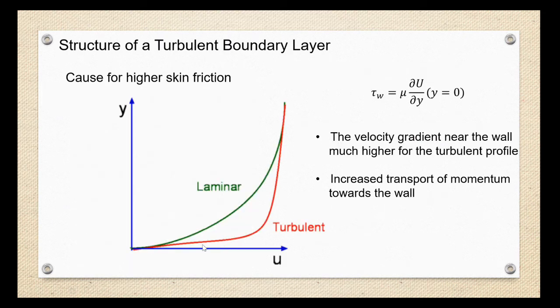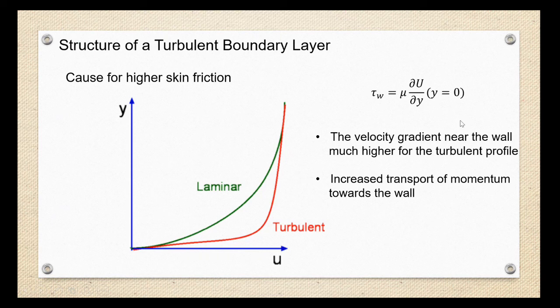Now, the reason why the skin friction at the surface for a turbulent boundary layer is higher than that for a laminar boundary layer is that the turbulent velocity profile within the boundary layer is quite full close to the surface as compared to a laminar profile, which means du/dy at the wall, which is y equal to 0, is much higher for a turbulent boundary layer, and therefore the shear stress at the surface is much higher.